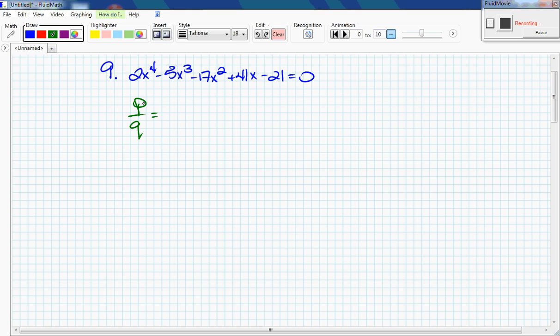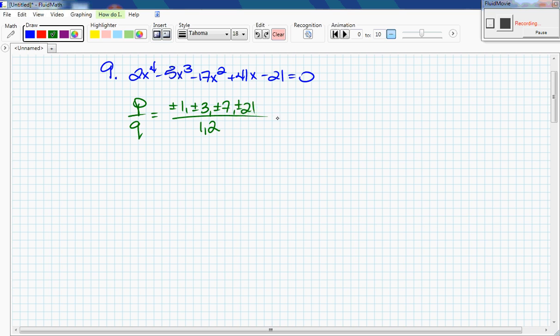We take the factors. P is all the factors of the constant term. So we have plus or minus 1, plus or minus 3, plus or minus 7, and plus or minus 21 over all of the factors of A, which in this case are 1 and 2. Now again, it is plus or minus, but we don't need a plus or minus in both the numerator and denominator. It's redundant because it will end up becoming in the end just positive or negative.